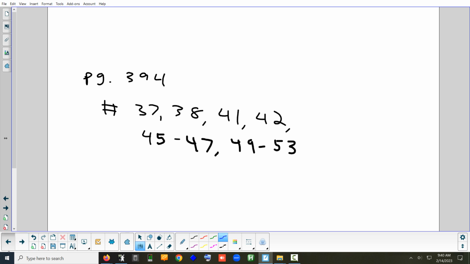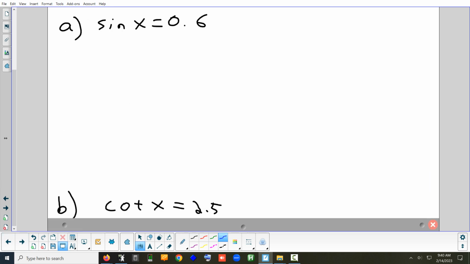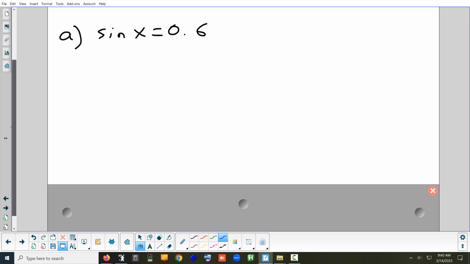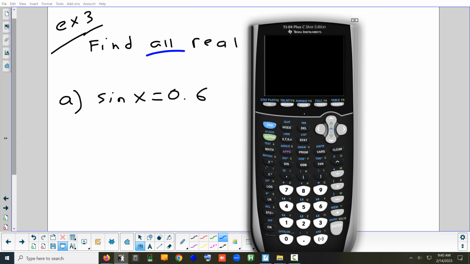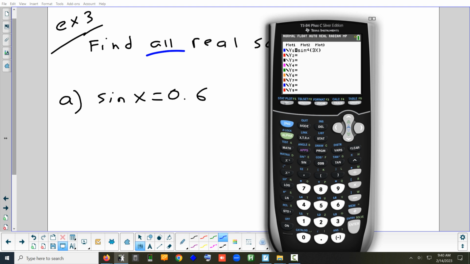Let's try a couple examples and that'll be it. We are going to do one that's a reciprocal in a minute, so we'll try that. Okay, so sine of x equals 0.6. The directions say to find all solutions. Well, we know if there's one, then there's infinitely many, because think of what sine looks like. It's a wave. If you draw a horizontal line and it hits the wave once, it hits it forever, over and over. So, to figure this out, what would I put in y1?